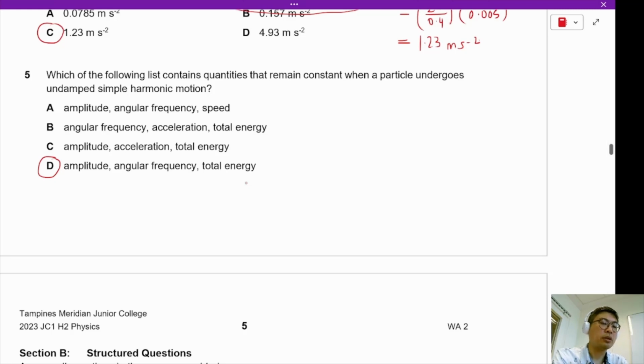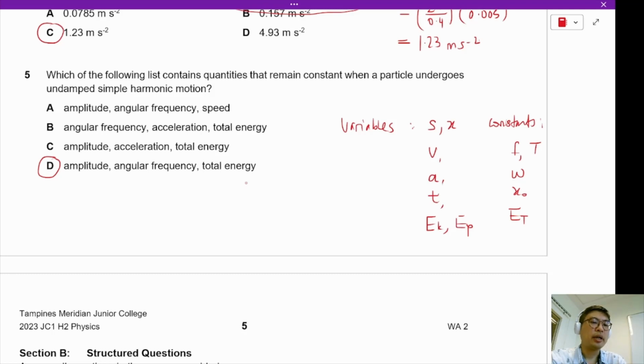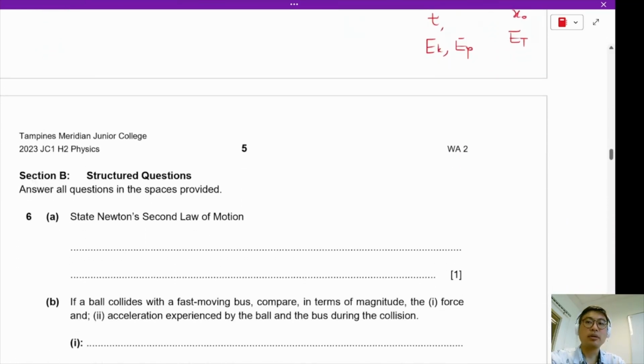So the variables in simple harmonic motion will be displacement or x, velocity, acceleration, time, kinetic energy, and potential energy. Now, the constants in simple harmonic motion will be frequency, period, omega, x naught, and total energy. All right, so these are the ones that remain constant. The rest will change. Now let's take a look at question 6.